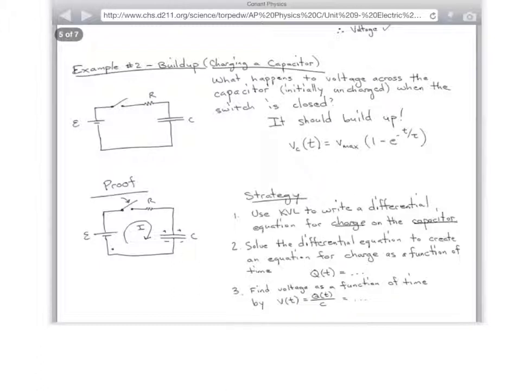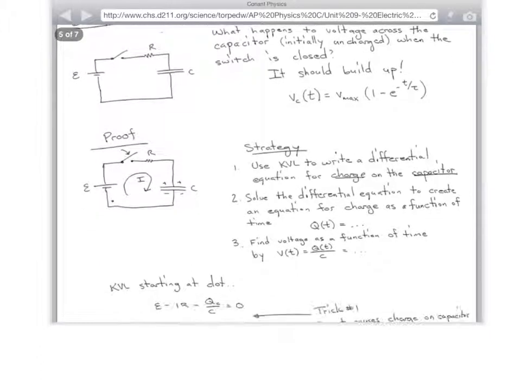All right, so here we go. We're going to do KVL again, the loop law. I'm going to start in the lower left-hand corner and go around the circuit. What's the first thing I see?